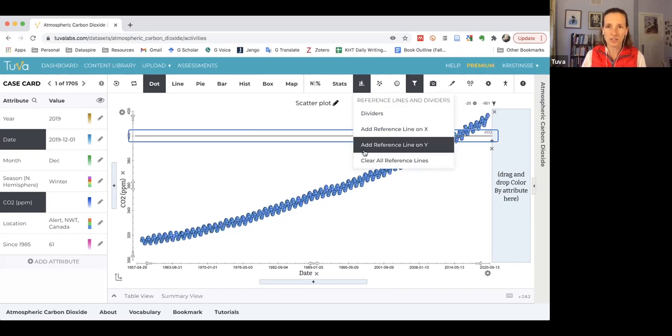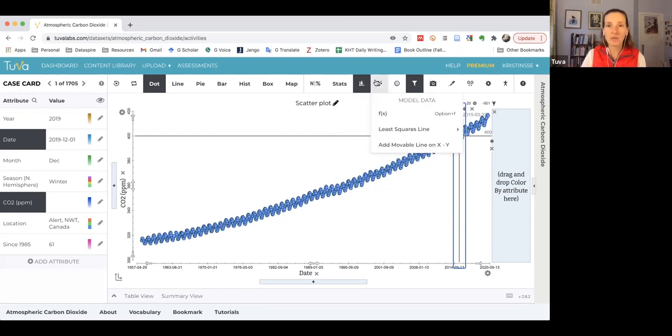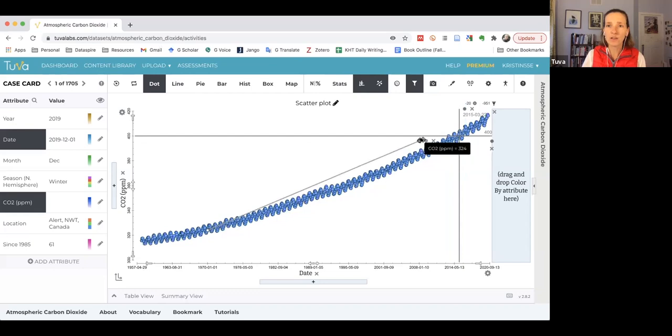But when did we cross that line? We can add another reference line and think about when that really happened. It looks like it happened in and around 2015, 2016, when we crossed over that threshold. That's interesting. It seems to be increasing. Where things are going up, we could add a movable line if we want to get a sense of what's really going on in the data. Our carbon dioxide is increasing over time. We passed this threshold a couple years ago, back in 2015, 2016.